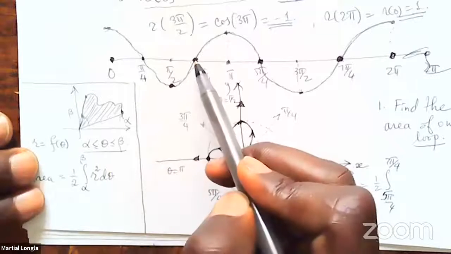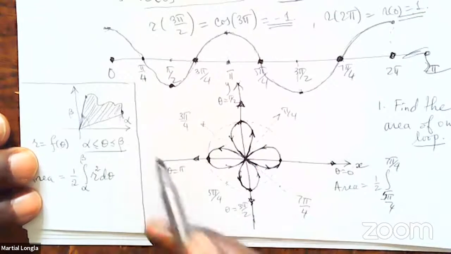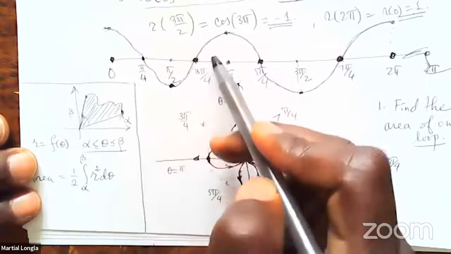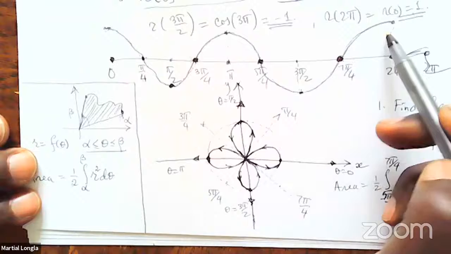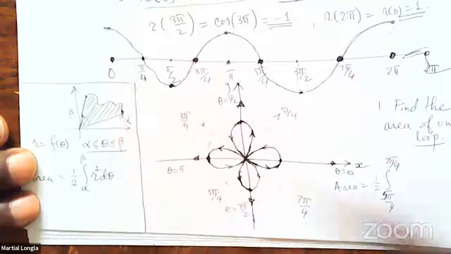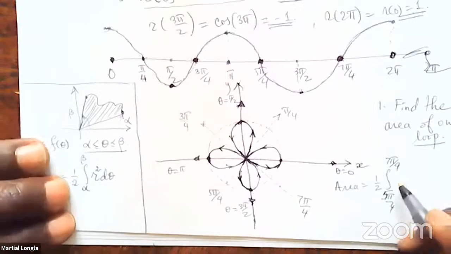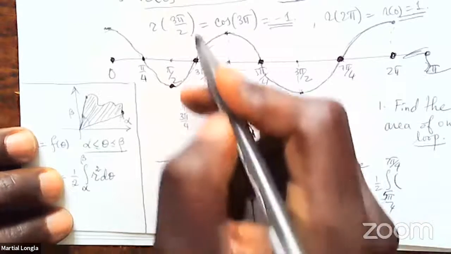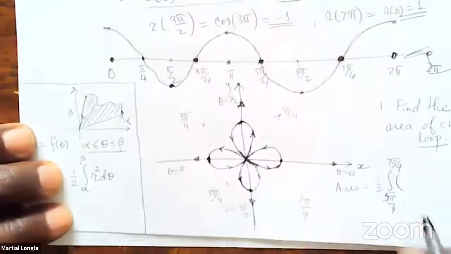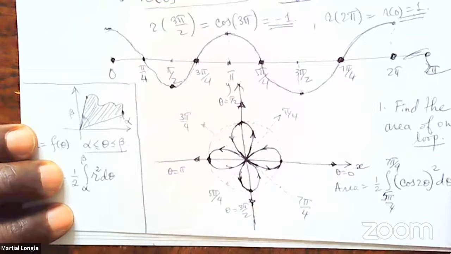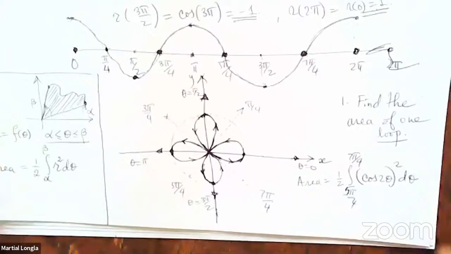When the radius goes from 0 to 0, that's one loop. When it goes from 0 to 0, that's another loop. So here you got one loop here, another one here, a third one here, and this is one piece and another piece of the fourth loop. And so here r squared, r is cosine of 2 theta. So that'll be cosine 2 theta squared d theta. So this is the integral that will give you the area of one loop.